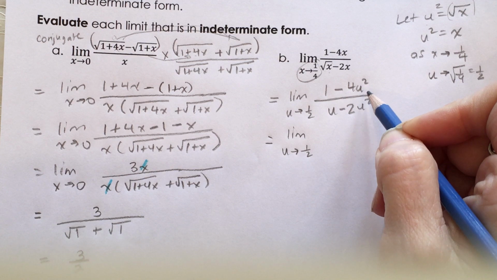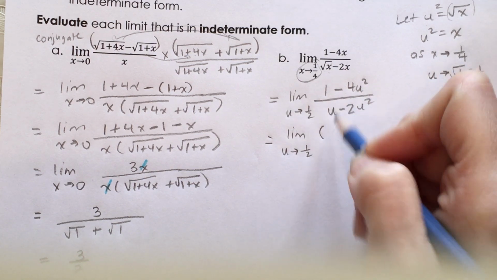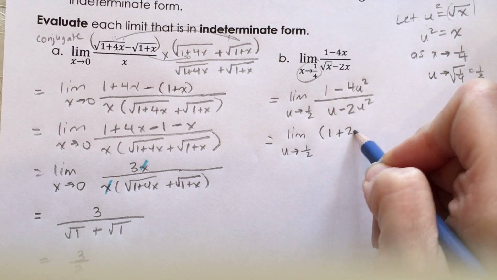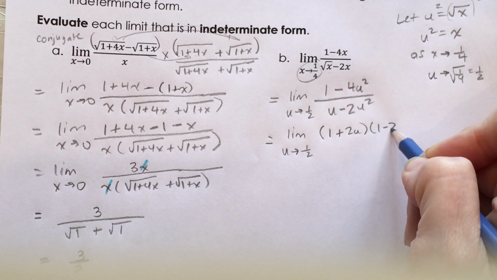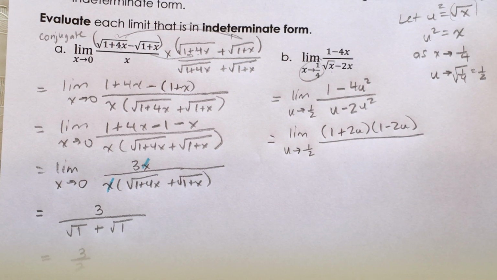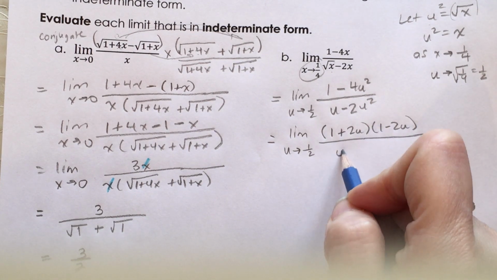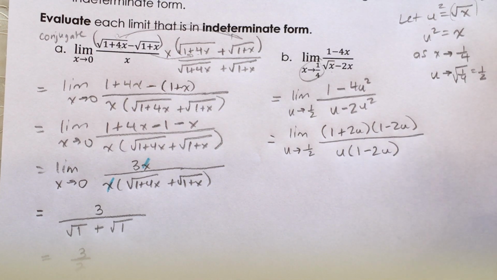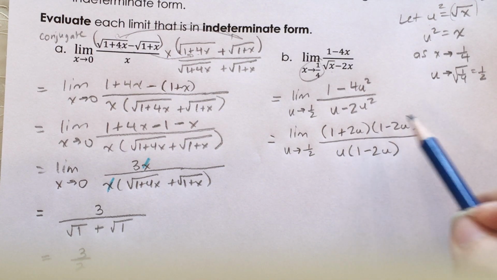So 1 minus 4u squared is the difference of squares. Remember, it matters which term comes first. So it's 1 plus 2u times 1 minus 2u. And then in the denominator, we have a common factor of u, giving us 1 minus 2u. And in this case, it's the 1 minus 2u's that divide out.